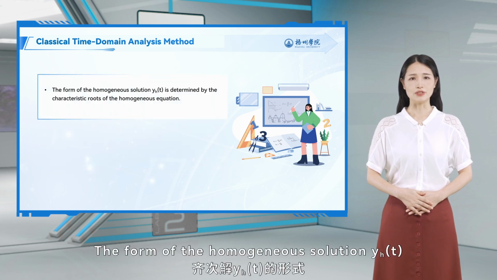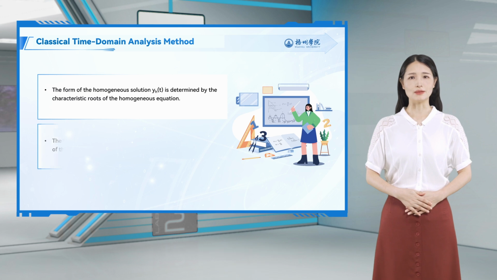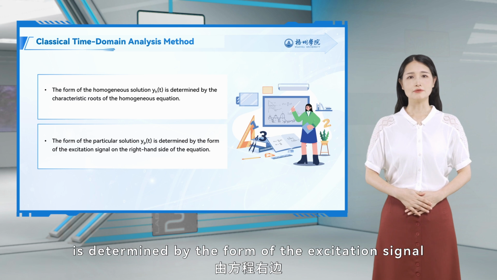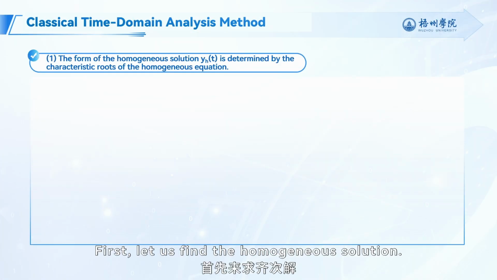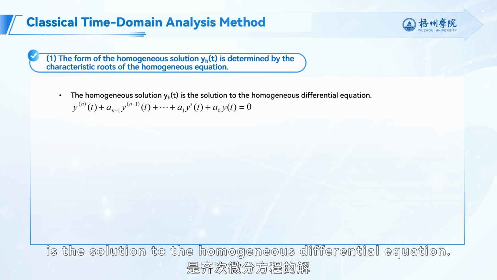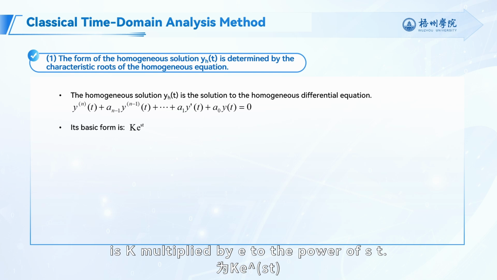The form of the homogeneous solution y sub h of t is determined by the characteristic roots of the homogeneous equation. The form of the particular solution y sub p of t is determined by the form of the excitation signal on the right-hand side of the equation. First, let us find the homogeneous solution. The homogeneous solution y sub h of t is the solution to the homogeneous differential equation. Its basic form is k multiplied by e to the power of st.